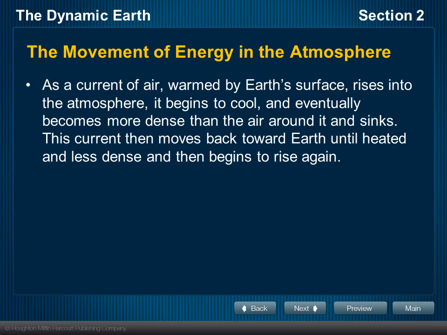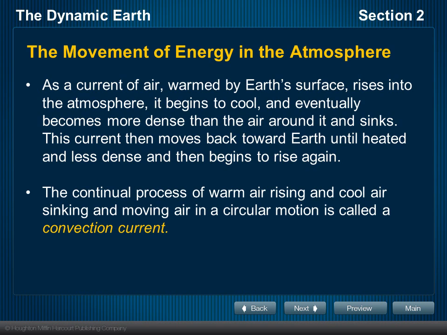One of the concepts I want you guys to start getting out of here is that at the end of the day, the sun ends up being the engine that drives everything on the planet. Wind currents, weather, ocean currents, the food chain. In a very real sense, everything we talk about in this chapter can be traced back to the sun. Wind currents exist because of the sun and the energy that it puts into the planet. The continual process of warm air rising and cool air sinking, moving in a circular motion, is what we call convection currents.